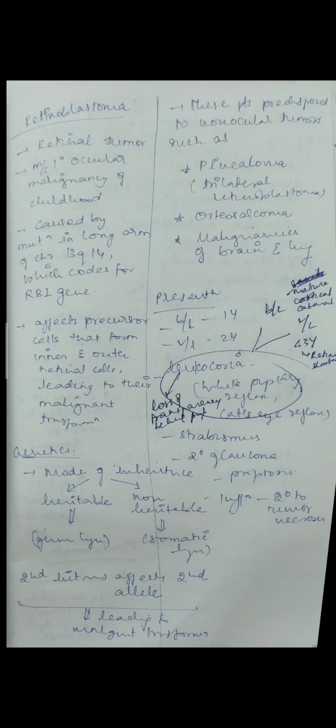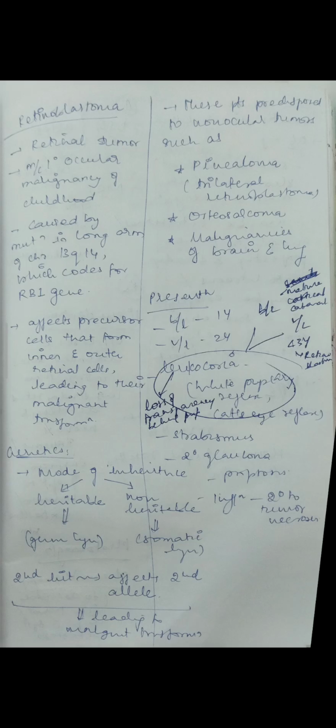So it affects the precursor cells that form the inner and outer retinal cells, leading to their malignant transformation. This RB1 gene is important for the formation of inner and outer retinal cells. Whenever this RB1 gene is affected, the precursor cells are affected. That leads to inner and outer retinal cell malformation, and that causes malignant transformation.